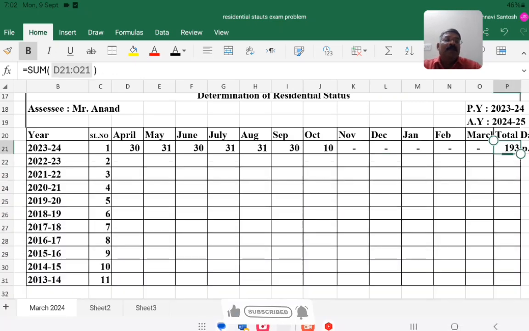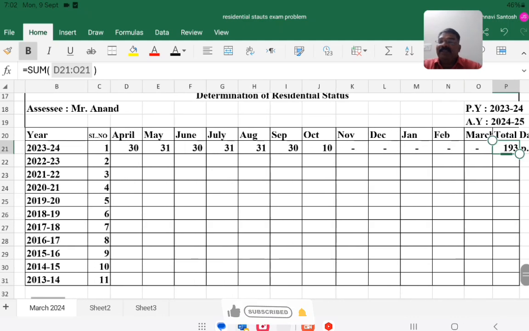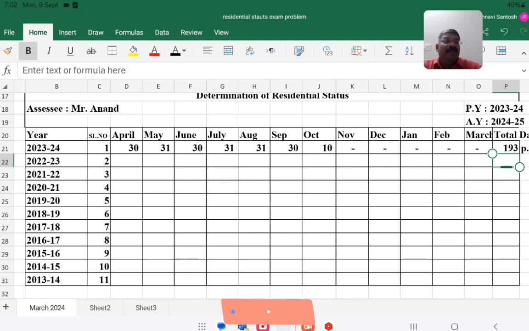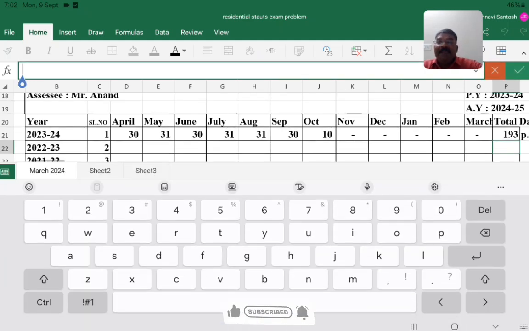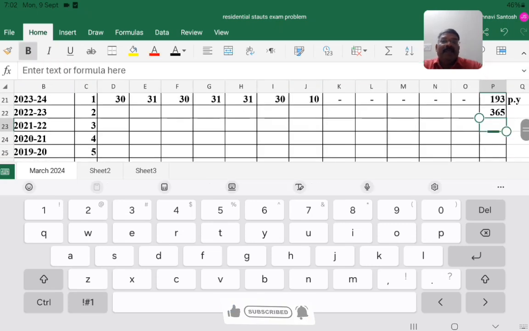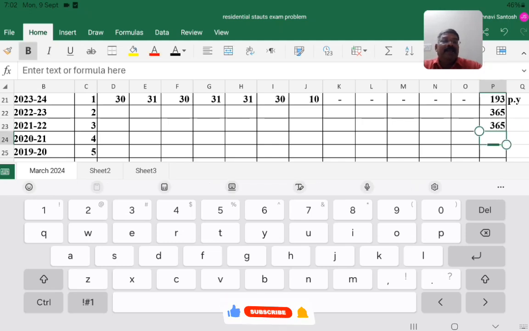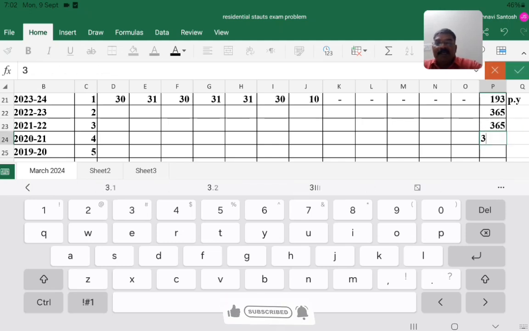Coming to the next year, 2022-23, he was entirely in India: 365 days. Again 365 in the next year, and again 365. For the rest of the years he was there in India, so I will copy it from one cell and just pull it down.